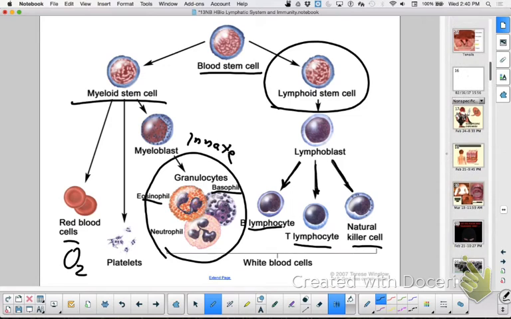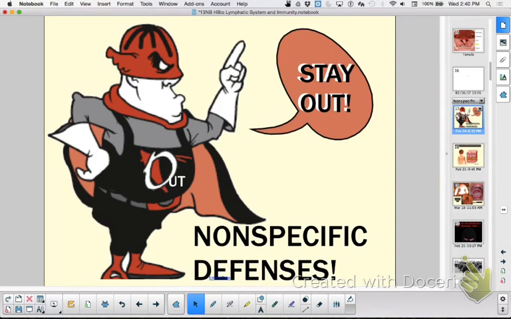Now let's talk about how we actually defend ourselves. The first line of defense is to just keep things out of your body. So we have all these different barriers. It's like a castle, you know. We have arrows we can shoot. We have bombs we can throw. But first we build a what? Wall, right? To keep things out of our castle.